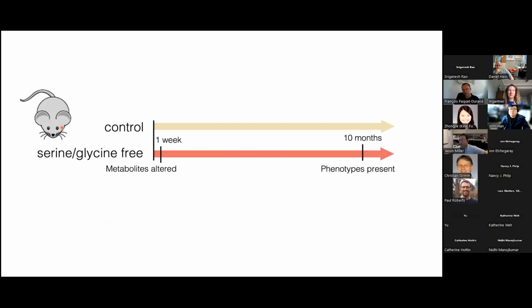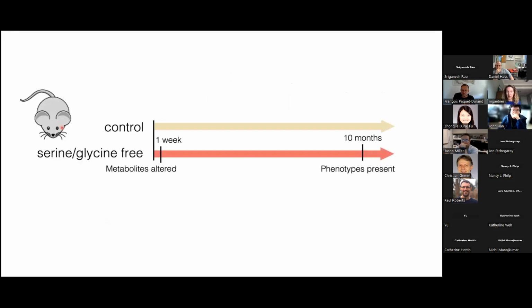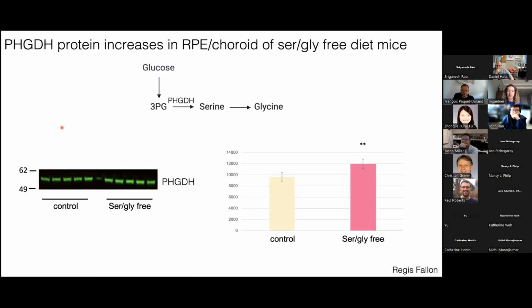We also grow the cells or differentiate them in a very FBS low media. So it's 0.8% for the differentiation. So we were wondering, this isn't a very physiological level, and normally cells would have a lot more access to other nutrients. So maybe this was cell specific. So we also wanted to see what was going on in vivo. So we returned to our model of the serine glycine free diet.